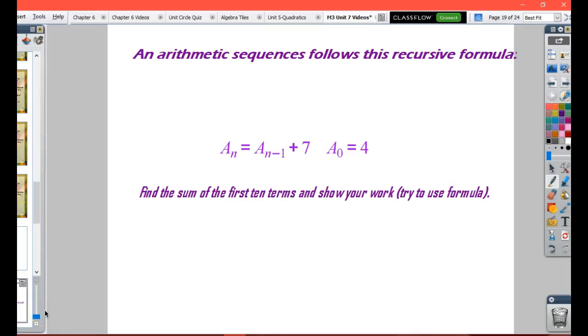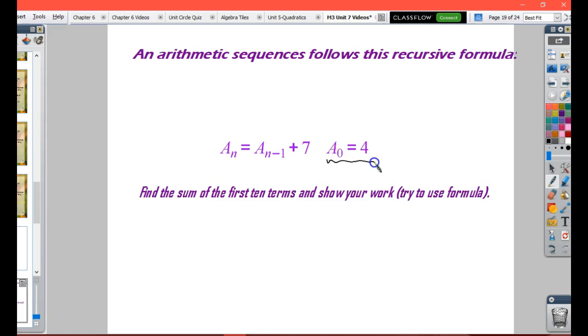Once you learned what arithmetic and geometric sequences are and how to model them and create their equations, now we're looking at adding or summing up arithmetic sequences and geometric sequences, and that's from Unit 7, Lesson 2, Investigation 2. So here we have an arithmetic sequence, and they give you the recursive formula. Let's make sure we can interpret what that means.